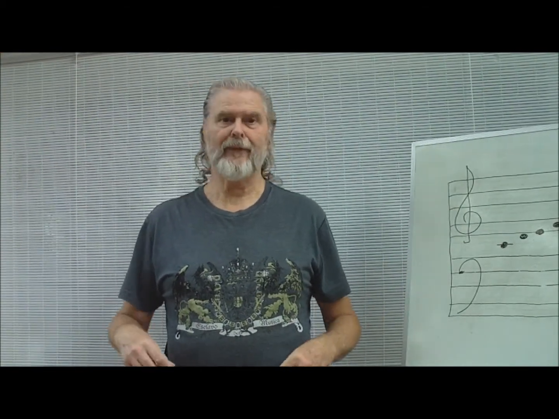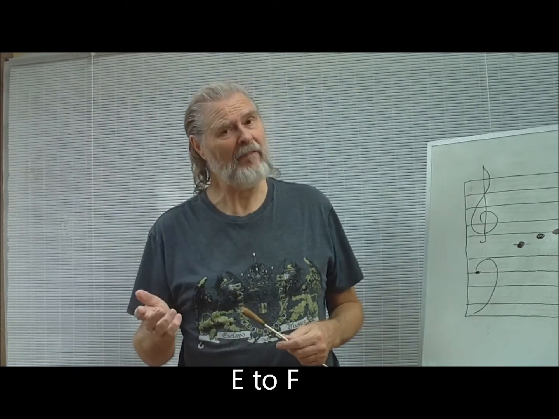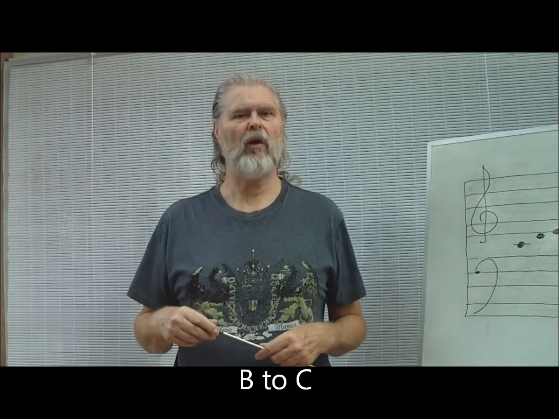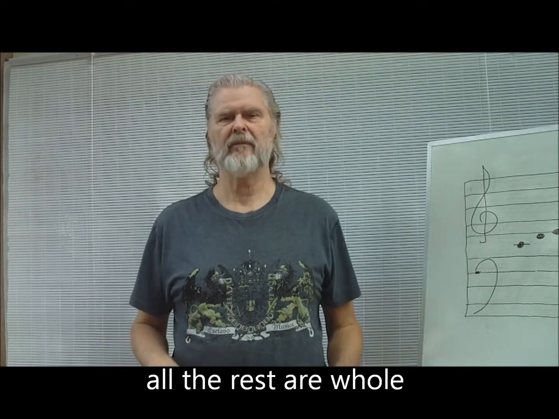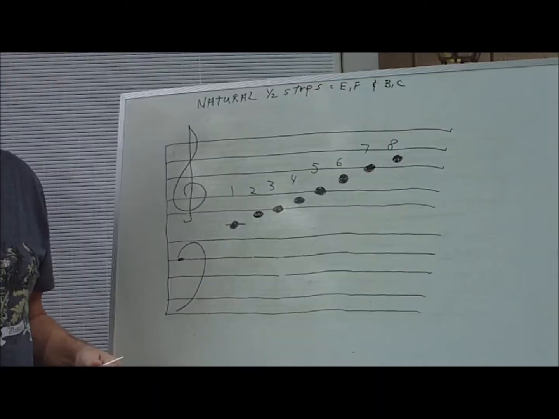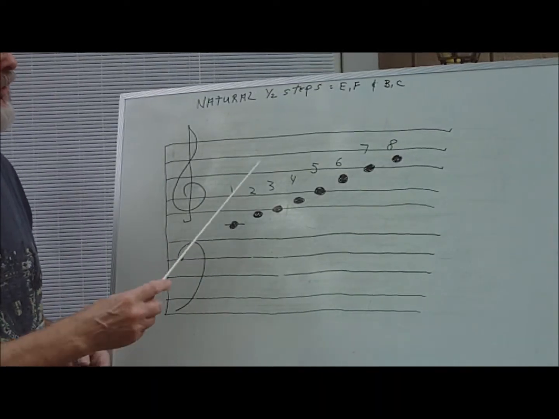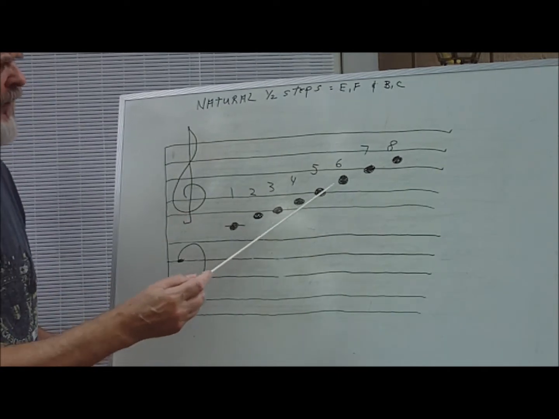I'm going to make it easy for you. Instead of memorizing all these whole and half steps, all you have to do is know two, and that's the half steps. From E to F and from B to C. All the rest are whole. It's that easy. So your natural half steps are between E and F and B and C.